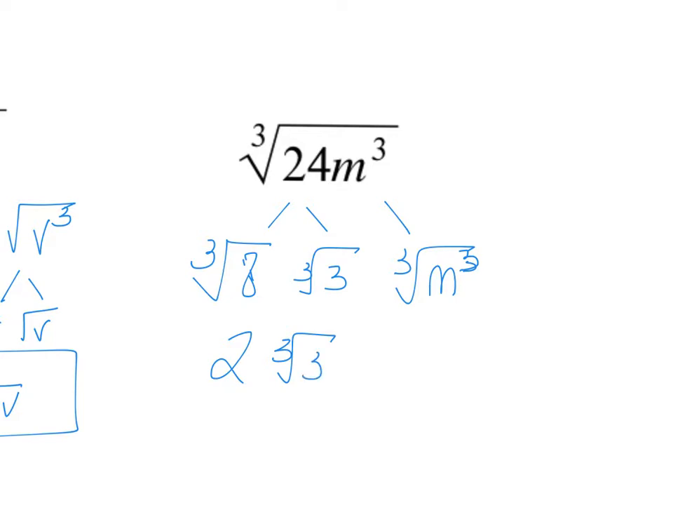And remember the power over index thing. If I divide 3 by 3, I end up getting m to the first. So my final answer is 2m cube root of 3.